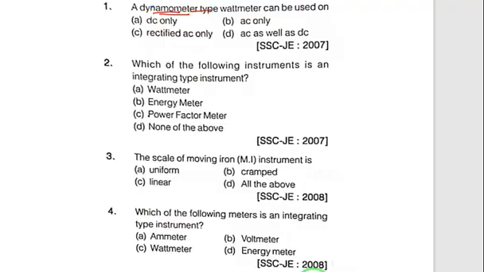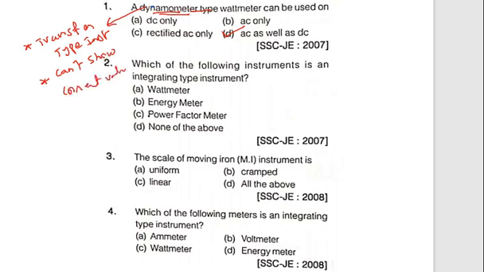A dynamometer type wattmeter, here he is talking about dynamometer type wattmeter, means it is an electrodynamometer. Electrodynamometer works on both AC as well as DC. So the correct answer is AC as well as DC. And one more important point regarding dynamometer type is it is a transfer type instrument. One more important point is, it cannot show the correct value at low power factor.